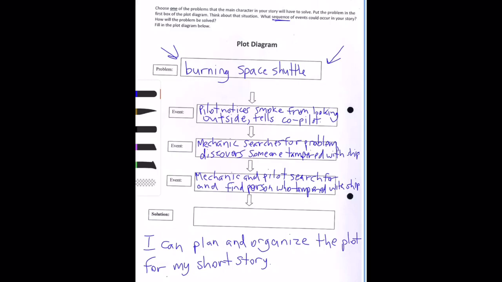and maybe I would add one more little event. Actually, no, I'll put this all in the solution. This will work out. All right, so burning space shuttle, pilot notices smoke, mechanic searches for the problem, discovers someone tampered with the ship, mechanic and pilot search for and find the person who tampered with the ship.